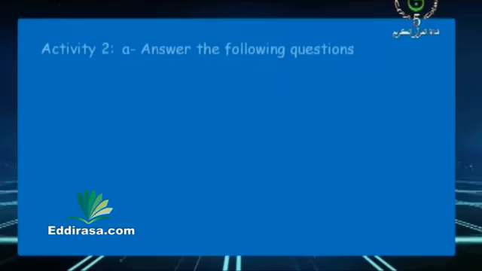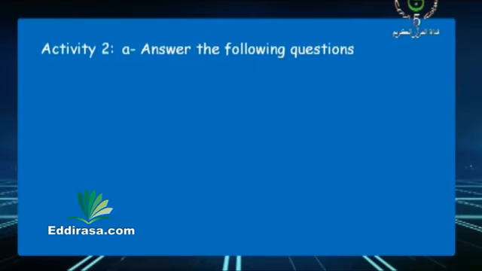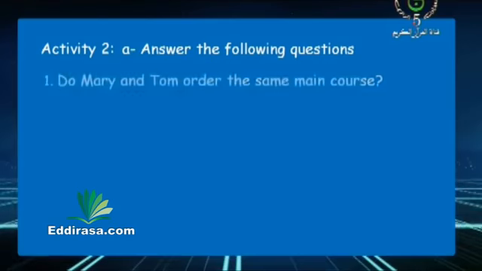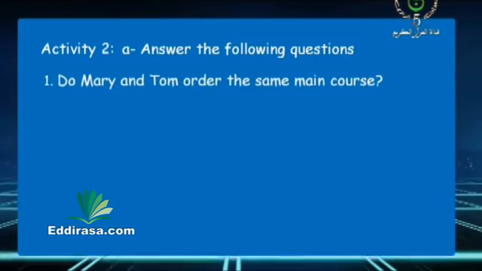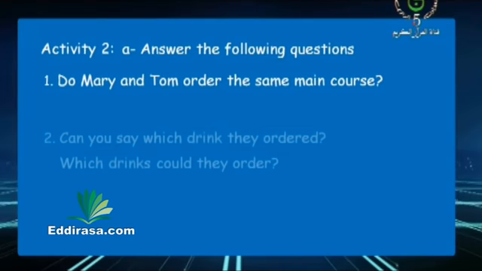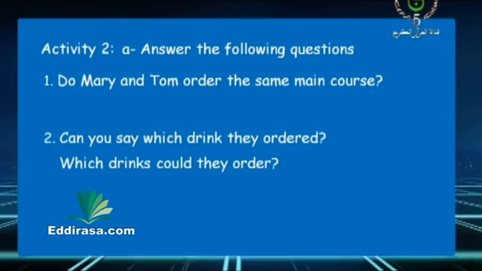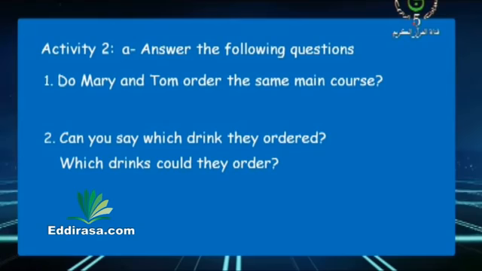Well, now we move to the next activity where you need to answer 2 comprehension questions. So remember, you need to read again the text so as to answer the questions. First question is, do Mary and Tom order the same main course? 2, can you say which drinks they ordered?